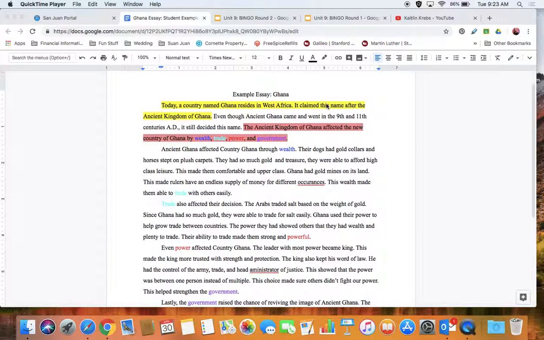Today's Ghana, yesterday's Ghana. Here's our transition. Even though ancient Ghana came and went in the 9th and 11th centuries, it still decided this name. Okay, we're now going to be talking about ancient Ghana. I know exactly where we're going. Thesis statement: the ancient kingdom of Ghana affected the new country of Ghana by wealth, trade, power, and government. So there were 4 topics listed, which is pretty ambitious because you do have to talk about everyone that you list. But I want you to keep in mind that this student actually follows their thesis statement.